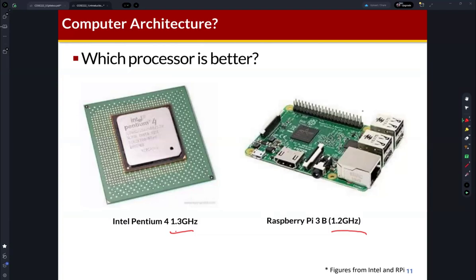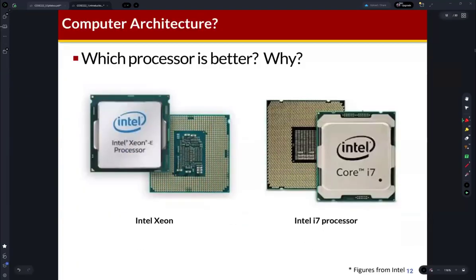So the Pentium 4 clock frequency is 1.3 gigahertz, and the Raspberry Pi clock speed is 1.2 gigahertz. So which is better? We don't know, actually, because we do not have enough information. We will learn how to measure the performance later. So which processor is better and why?